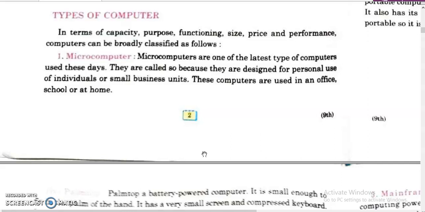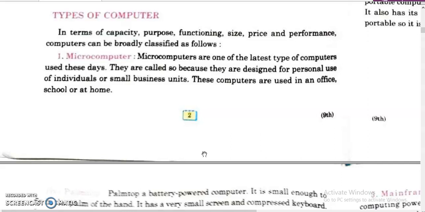So here is the definition of the types, in terms of capacity, purpose, functioning, size, price, and performance. Computers can be broadly classified as follows. It means when we talk about the types of computer, there are various categories over which we can classify computers, and these are the capacity of a computer. On the basis of capacity, we can have different types of computers.